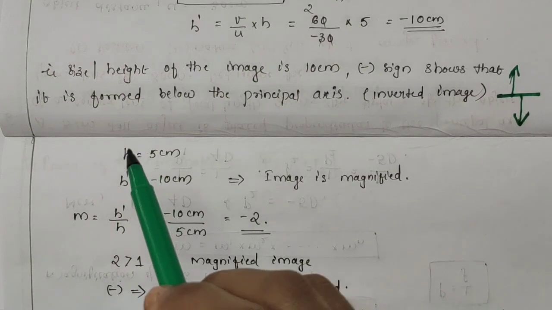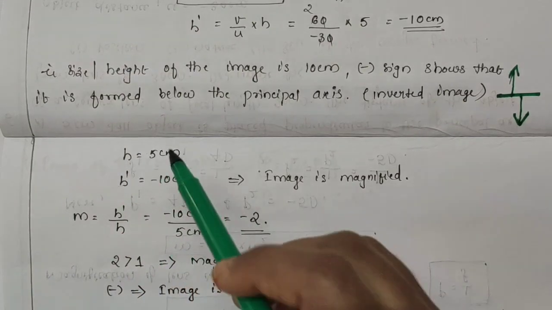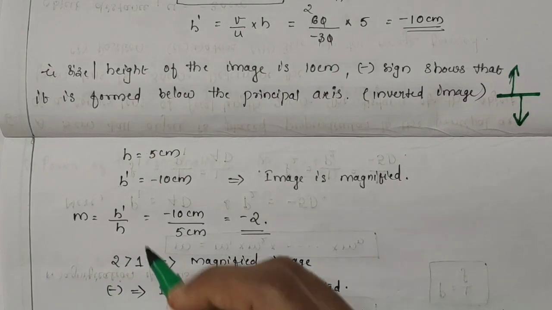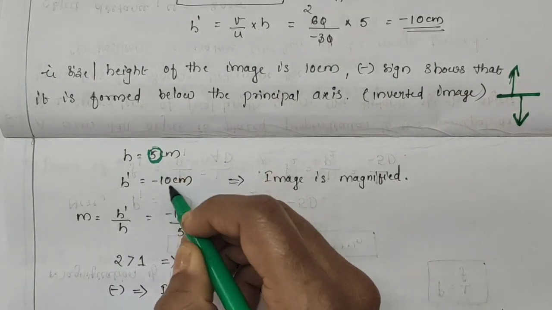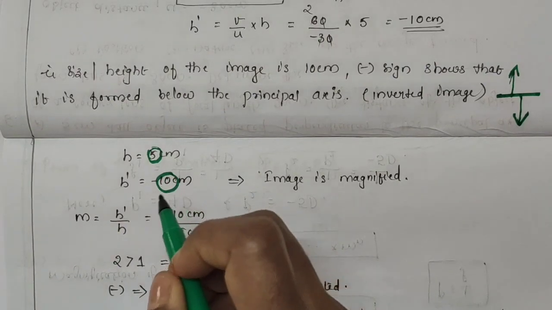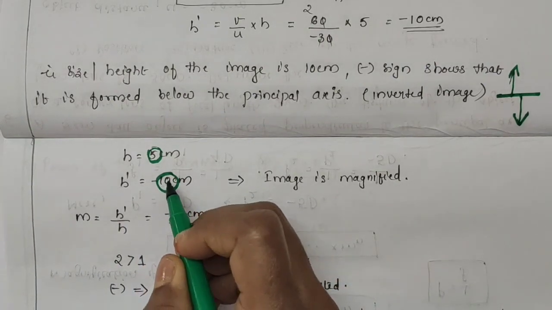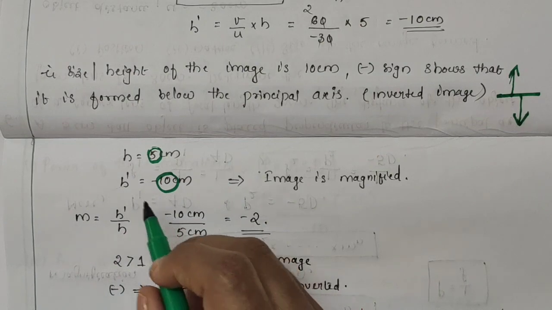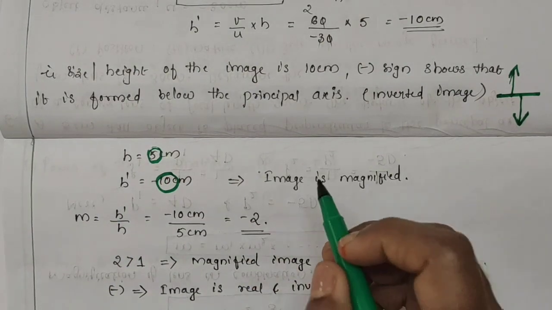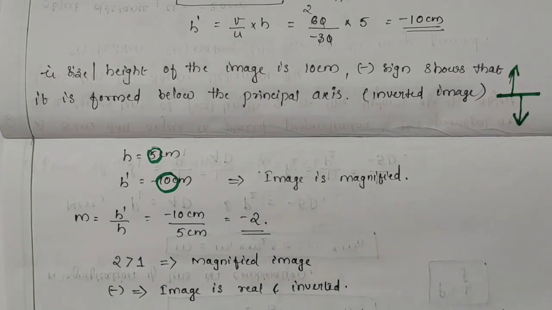Now you see h, the height of the object, is 5 centimeter. Height of the image is minus 10 centimeter. You just compare the numbers only. This is 5, this is 10. So you can see that 10 is greater than 5. That is, the height of the image is greater than the height of the object. That means the image is a magnified image.